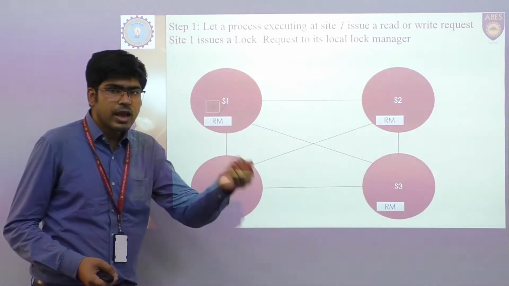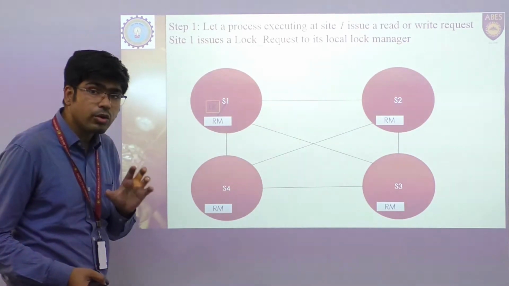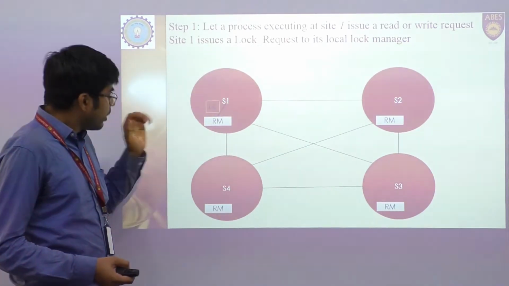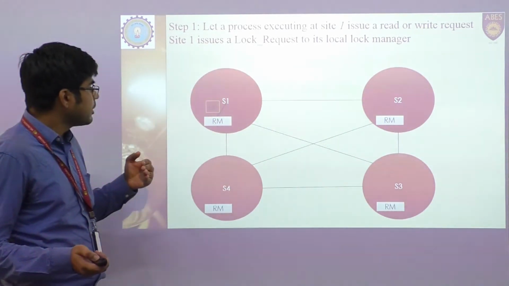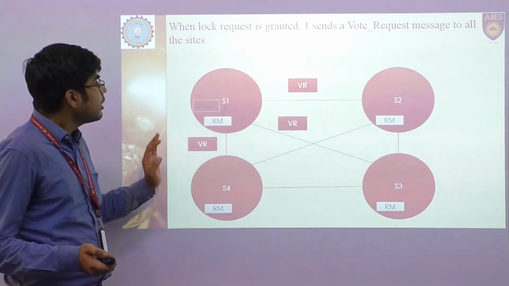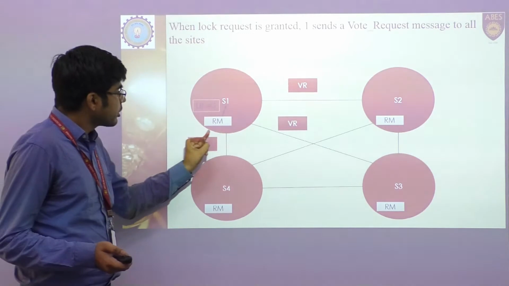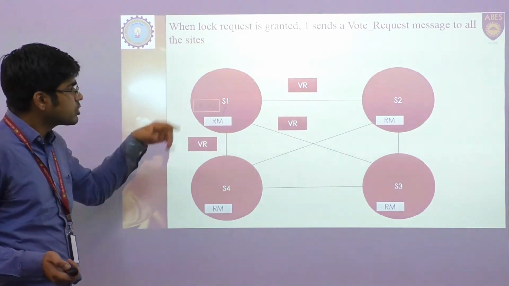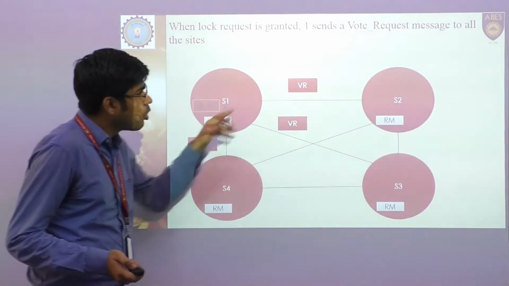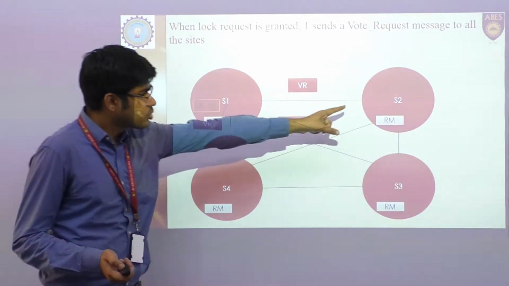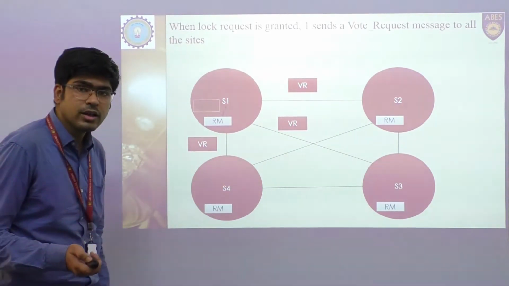So what would S1 have done first? Who would the lock request have been sent to? It would have been sent to RM, which is its local resource manager. Now the scenario after this is local. The local resource manager will grant its request. So the local lock request is granted. Once the lock request is granted, it will send a vote request to all the other processes, that is site S2, S3 and S4. So that's why it has sent a message to all the sites.